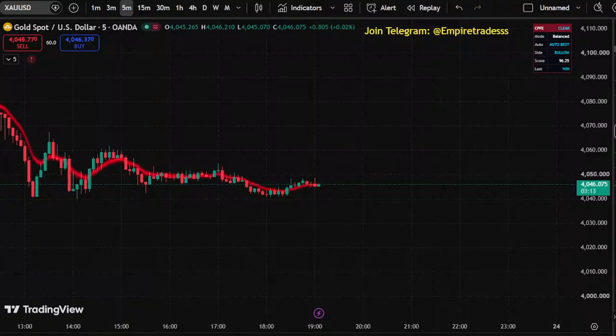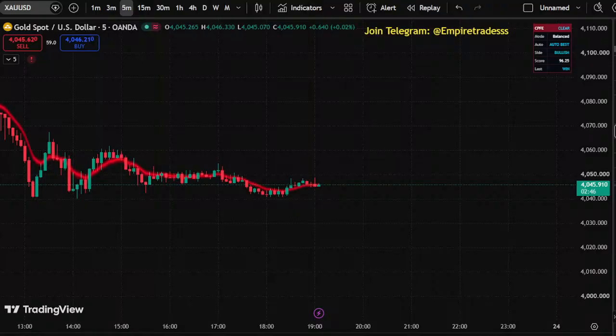Candlestick patterns also play a crucial role in identifying reversals. Patterns such as the hammer, inverted hammer, engulfing patterns, and doji are often seen at the end of a trend and indicate a potential reversal. For example, a hammer candle at the bottom of a downtrend suggests that buyers are stepping in, potentially reversing the trend.